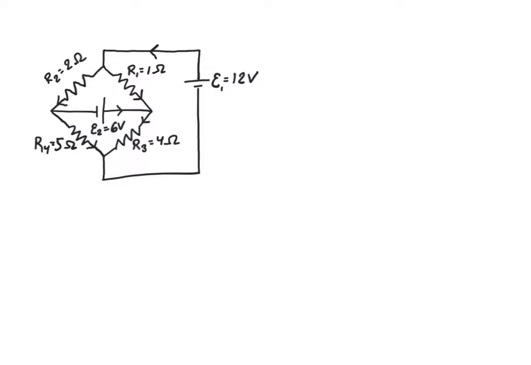Next, we need to label each of our currents. We have to give them a number. I'm not going to write them because it's become really cluttered, but I'm going to call the current through R1, I1, the current through R2, I2, the current through R3, I3, the current through R4, I4. Then I'm going to call the current through the first battery I5, and the current through the second battery I6.